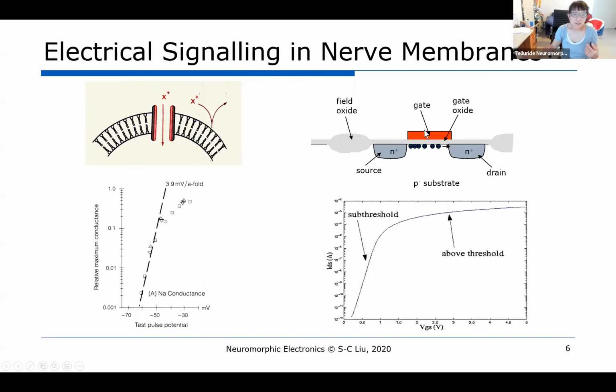Now if you plot the transfer function of the current flow as a function of the gate to source voltage, then you see an exponential region over here, where it's very similar to the exponential behavior that you see in the conductance in nerve channels. Okay, and so this is where you want to operate your transistors in this analog domain. It's subthreshold. Turns out it's also lower current, so you get lower power consumption along with it.